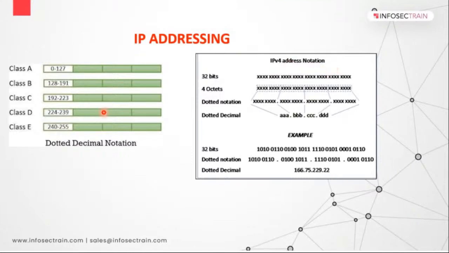Now, what we have is IPv4 address notation. So an IP address is of 32 bits, everyone knows. 4 octets are there, so every octet is of 8 bits. Right? So 8 plus 8 plus 8 plus 8. Dotted notation looks like XXX dot XXX dot XXX dot XXX. An IP address looks something like 166.75.229.22.